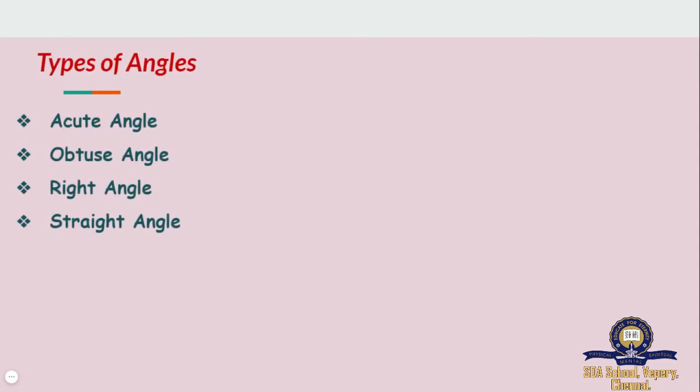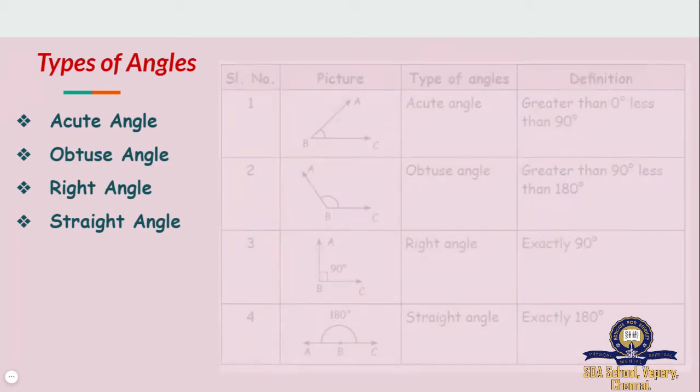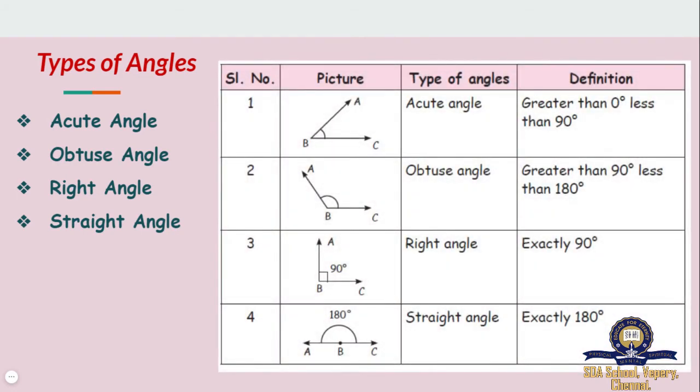Now we are going to see the types of angles. What are types of angles? Acute angle, obtuse angle, right angle and straight angle. There are four types of angle we are going to see. You can see this tabular column. They have given the types of angle and its definition.